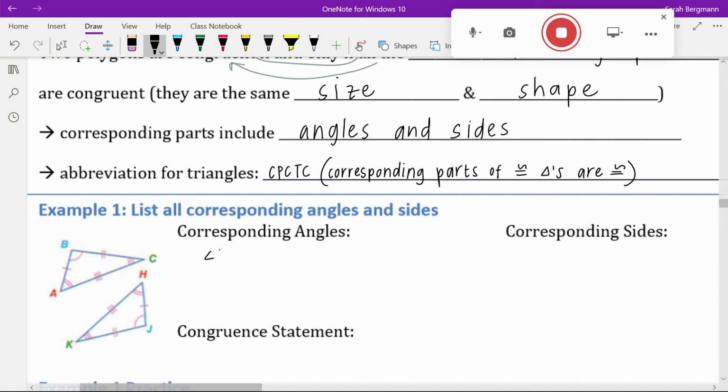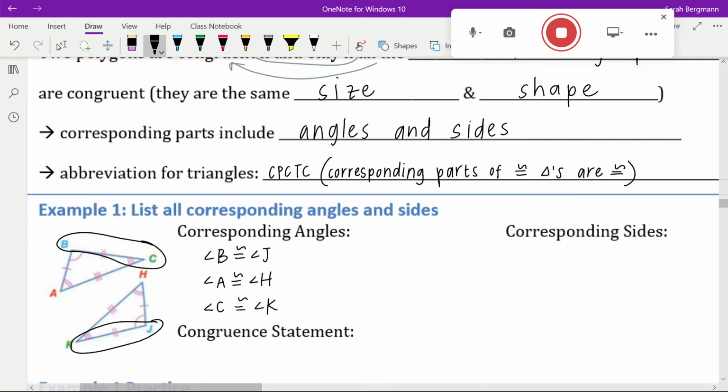So let's list them out. Angle B is congruent to angle J. Angle A is congruent to angle H. And angle C is congruent to angle K. Next, we'll list the corresponding sides. I see that side BC corresponds to KJ because they are marked as congruent.